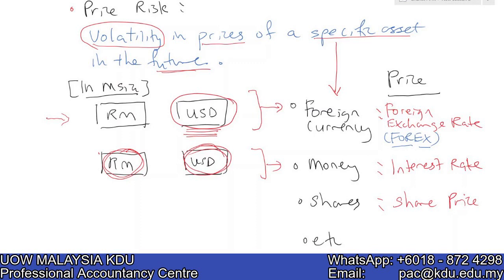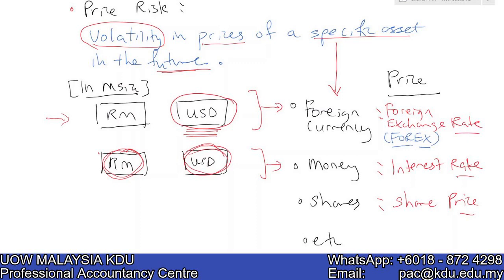Okay, now imagine the three prices that we have highlighted just now: forex rate, interest rate, share prices. I want to ask everyone a question. Do you think these rates, or this price, from time to time remains stagnant, or from time to time keeps changing?